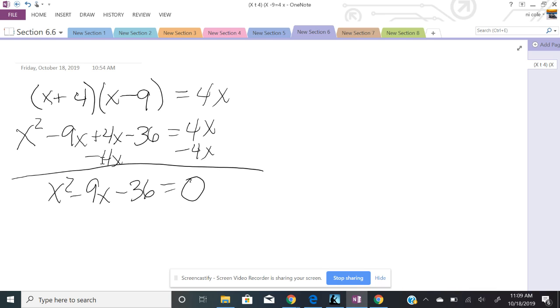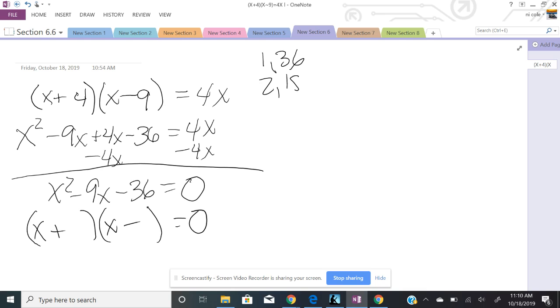All right, am I in descending order? Yes. Can I take out the greatest common factor? No, there is none. So let's go ahead and factor and set that equal to 0. So what makes x? X and x. What makes a negative? Plus and minus. What makes 36? 1 and 36.